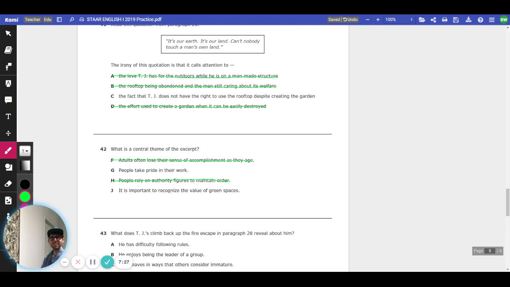It is important to recognize the value of green spaces. Well, while there is a little bit of that in there, we as readers should probably recognize the value of green spaces. That's not necessarily the gist of the whole story. That's something that we could come away with in our own interpretation, but we need to be able to point to the text and say, where is this in the text? And I don't see that in the text.